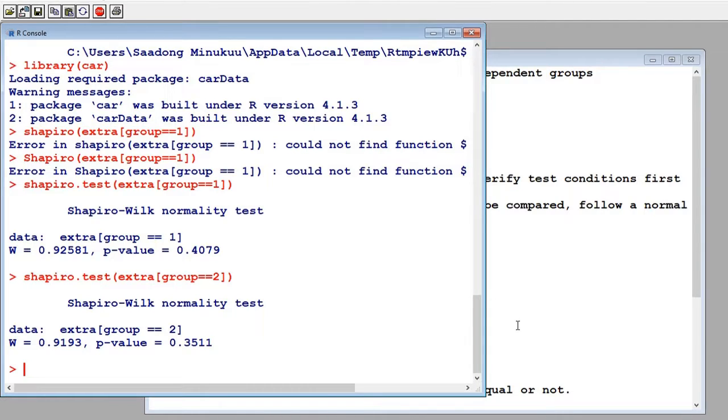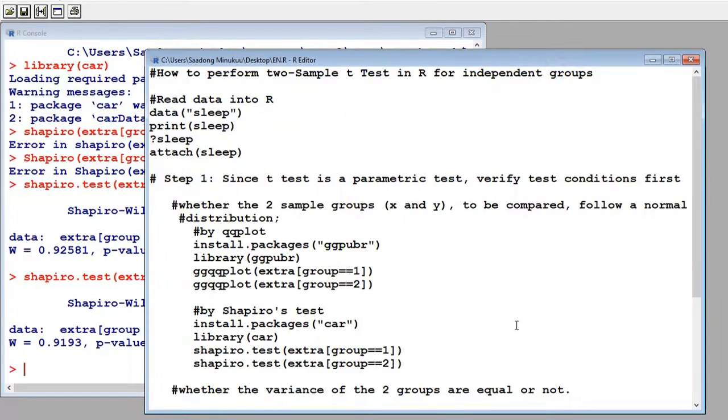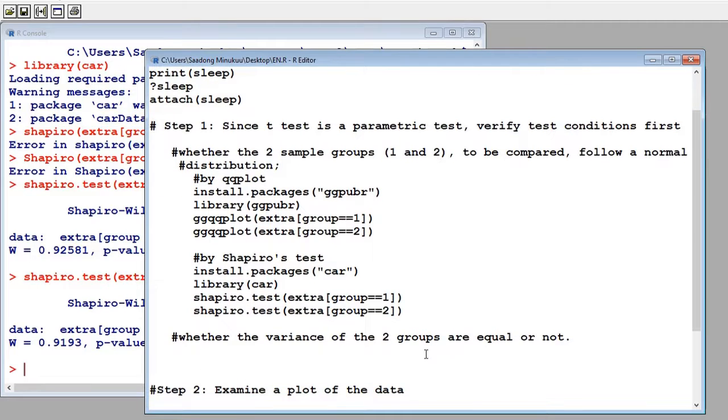Which means the sample group 2 also follows a normal distribution. So in terms of normality of the distribution of the two groups, here we are saying X and Y. Let me say group 1 and 2, so that we will not get confused. X and Y here refer to group 1 and 2. Both groups actually follow a normal distribution.